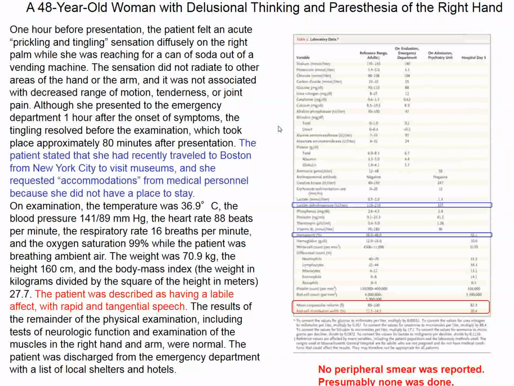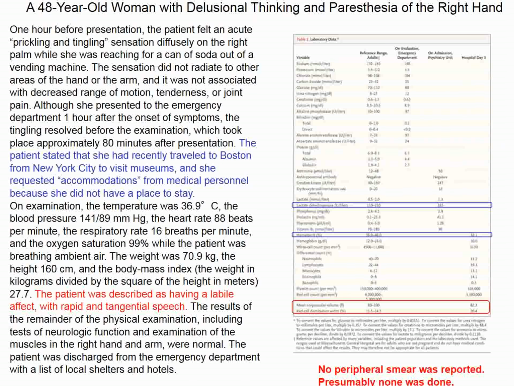It's a 48-year-old woman that comes into an emergency room, apparently because she has no place to stay. And talking to her is difficult. She has a labile affect, rapid, tangential speech. It's not quite clear why she's there. It doesn't seem to be an acute problem. Blood work is done, and I think this laboratory evaluation is not easy.